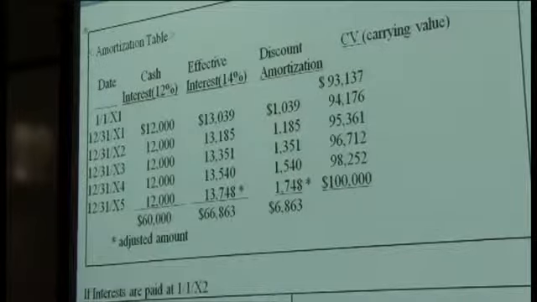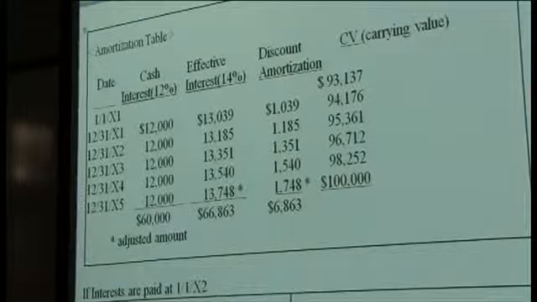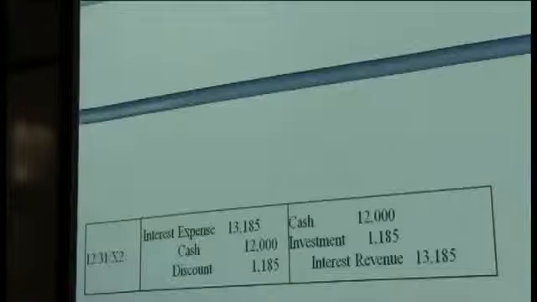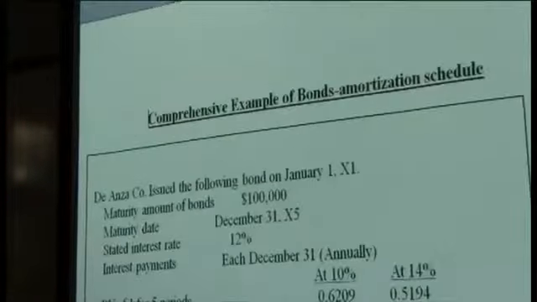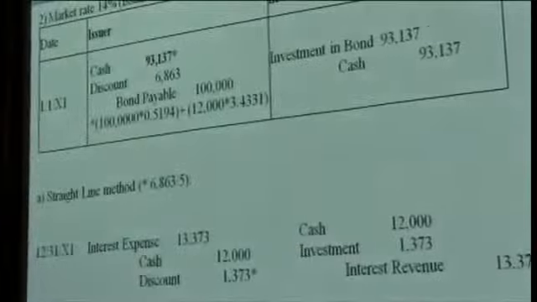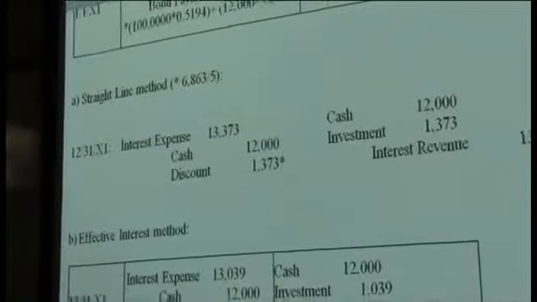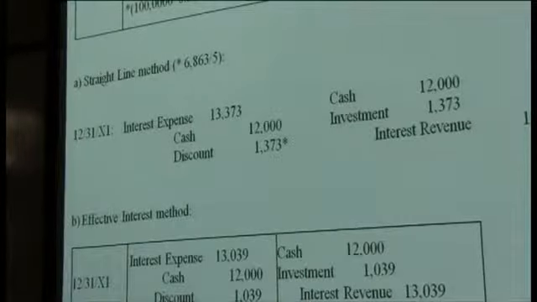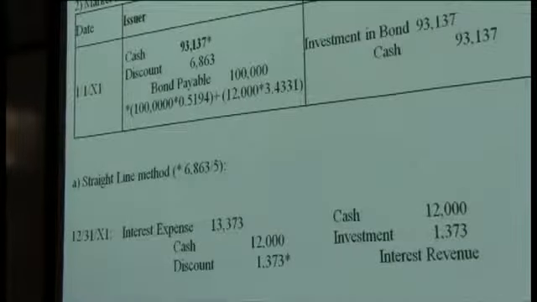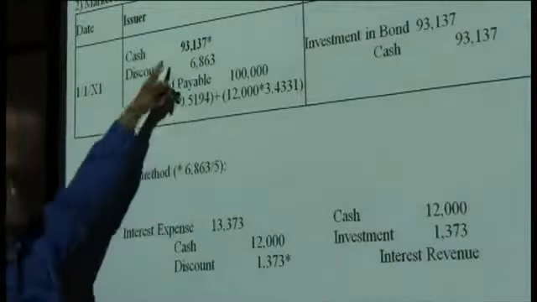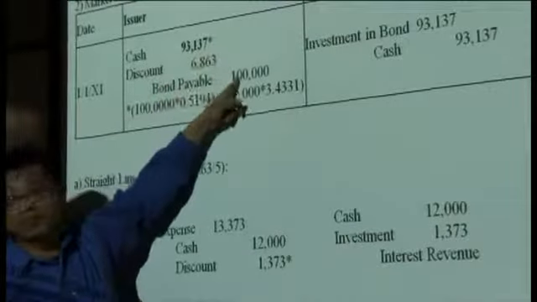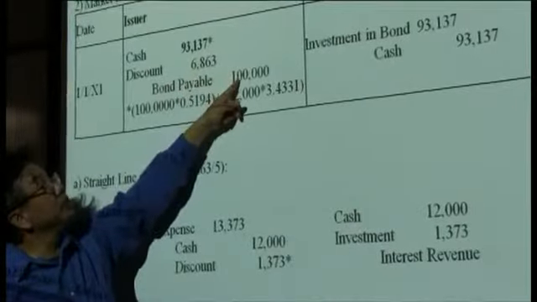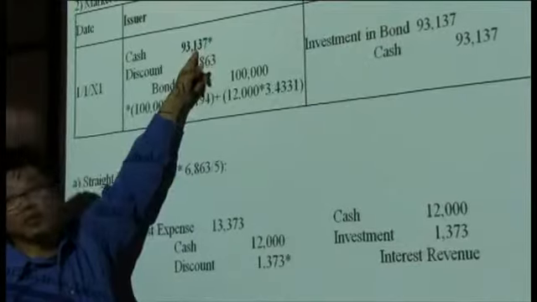So what will be the difference between straight line and... okay, straight line method is this. Okay. First of all, can you get that? The difference? This number and this number, $100,000 minus 93,137.